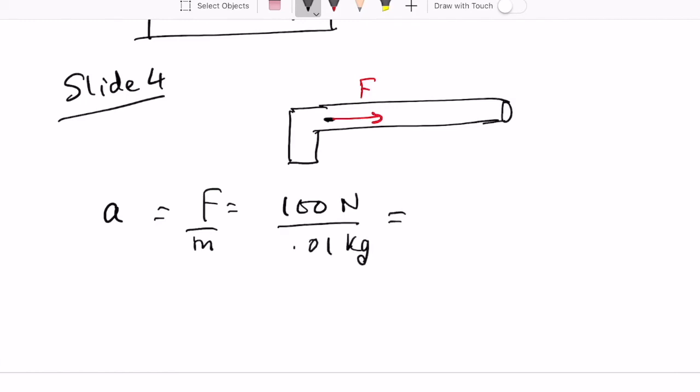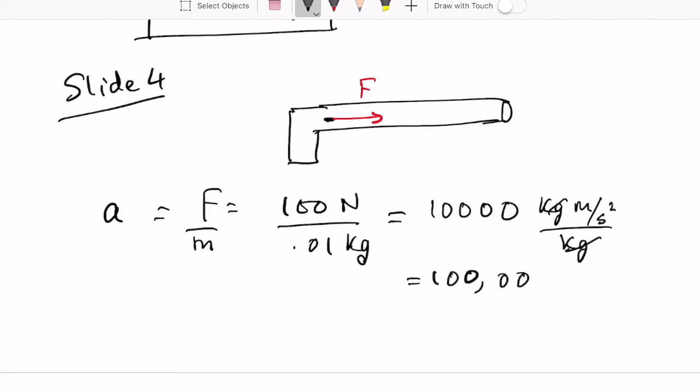So this is going to be 100 newtons divided by kgs. Newtons is kg meters per second square, as you remember from chapter 5. If you divide that by kgs, then the kg cancels out and you get, actually this is 10,000. I shouldn't have this comma here. 10,000 meters per second square. So that's the acceleration of the bullet. Very high acceleration.